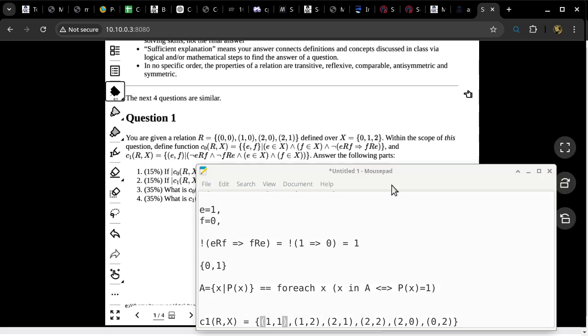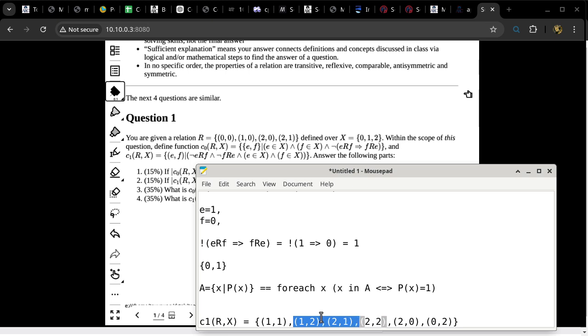So now we move on to 1 2. At this point we can start to shortcut the whole thing a little bit. We know that 1 2 and 2 1 both cannot be in this particular set. So we cross that out, like that. What about 2 2? 2 2 would belong to the set. What about 2 0 and 0 2? They are not going to be in the set, so we take these out. So we have 1 1 and 2 2 in it.